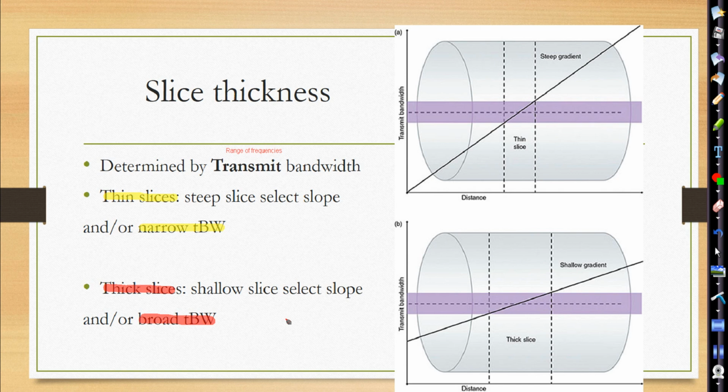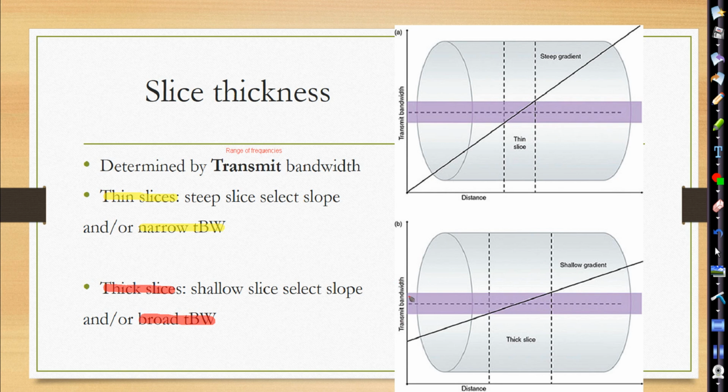You can change the receiver bandwidth. We'll talk about that later on. But don't ever get it confused. You can never actually change transmit bandwidth on your MR console. You can change how thick a slice is by just going up to 4 millimeters or 5 millimeters, down to 3 millimeters. When you change your slice thickness, most of the time it really creates either a more steep or more shallow slice select gradient or slope.